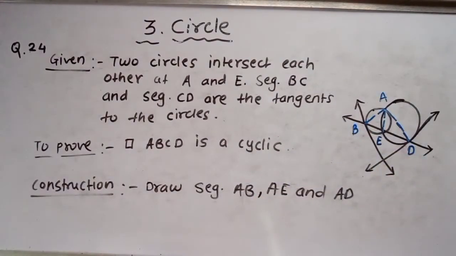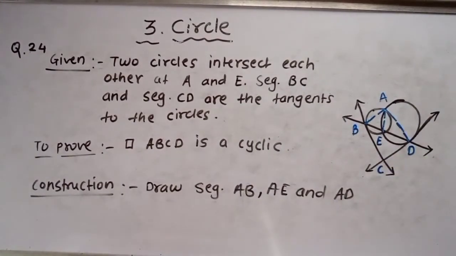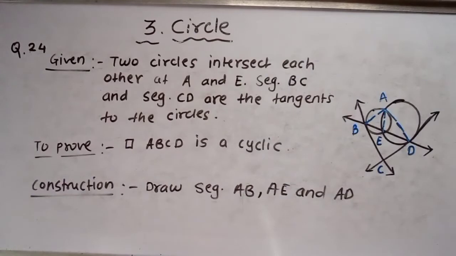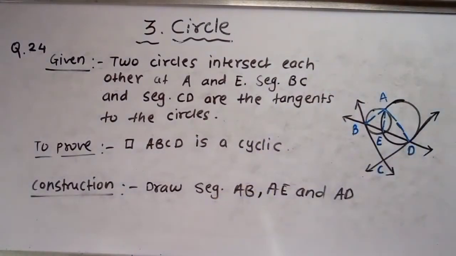The tangents of the circles at points B and D intersect each other at point C. Now, this is one tangent, and this is another tangent through point B and point D, which intersect each other at point C. We have to prove that quadrilateral ABCD is a cyclic quadrilateral.